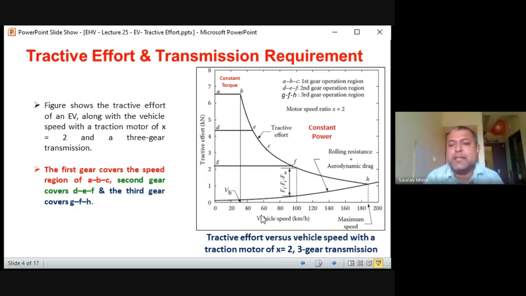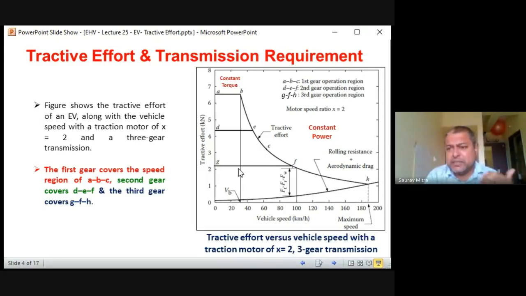Just sit with this graph once and see my previous slide also. It is already uploaded. From there you will find how much is the X value, and X value actually decides which gear it is and how much is the tractive force and all those things. Finally, third gear, and this is a mistake I told you, GFH it should be. So G, F, and H it should be. So this is the torque characteristic with respect to increasing speed. And this is the third gear.